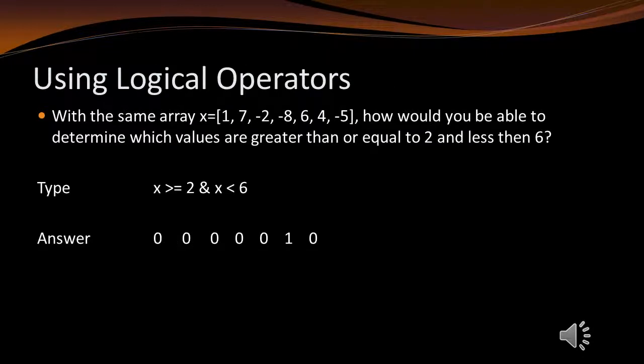Using logical operators. In this case, we can link two expressions using a logical operator. By typing x is greater than or equal to 2 and x is less than 6, MATLAB will check the array for variables that fit both expressions. You will receive 0000010 because 4 is the only number that satisfies both expressions.